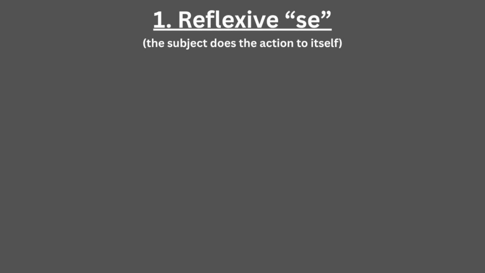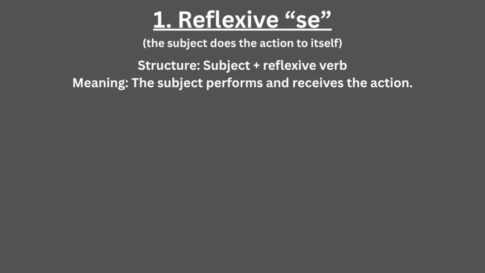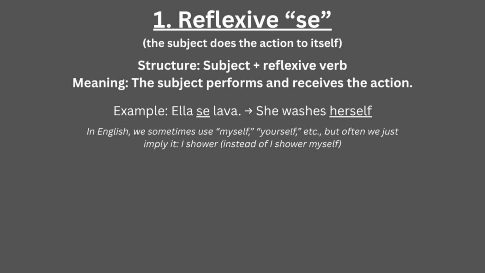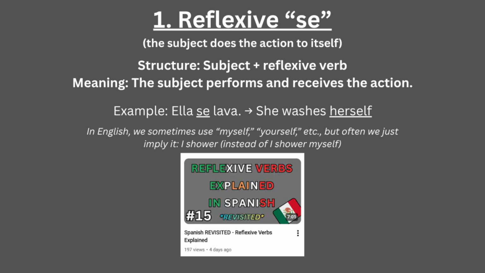The first way is reflexive, where the subject acts on itself, consisting of a subject and a reflexive verb. Here, the subject performs and receives an action, like ella se lava. She washes herself. The key idea is that the action reflects back onto the subject, and in English, we can use words like myself, yourself, etc. to emphasize the action. This concept was thoroughly shown in my reflexive verb video.